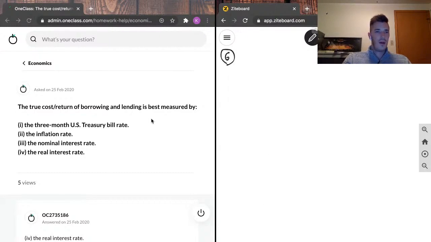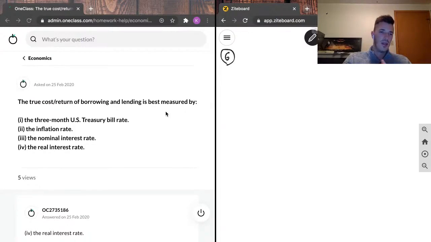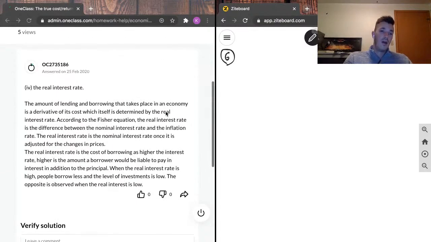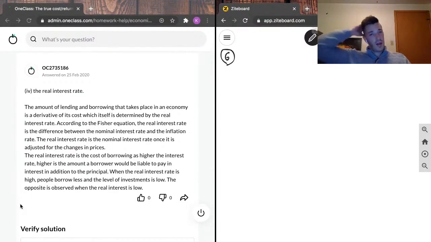We've now got question 6, and question 6 states, true cost or return of borrowing and lending is best measured by 1, the 3-month US Treasury bill rate, 2, the inflation rate, 3, the nominal interest rate, or 4, the real interest rate. Our junior tutor has written that the answer is 4, the real interest rate, and that is correct. What they've written is that the amount of lending and borrowing that takes place in the economy is a derivative of its cost, which itself is determined by the real interest rate.